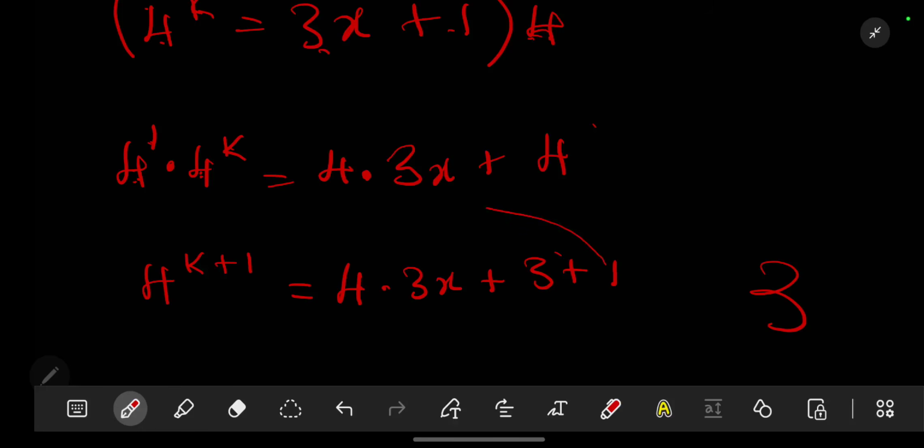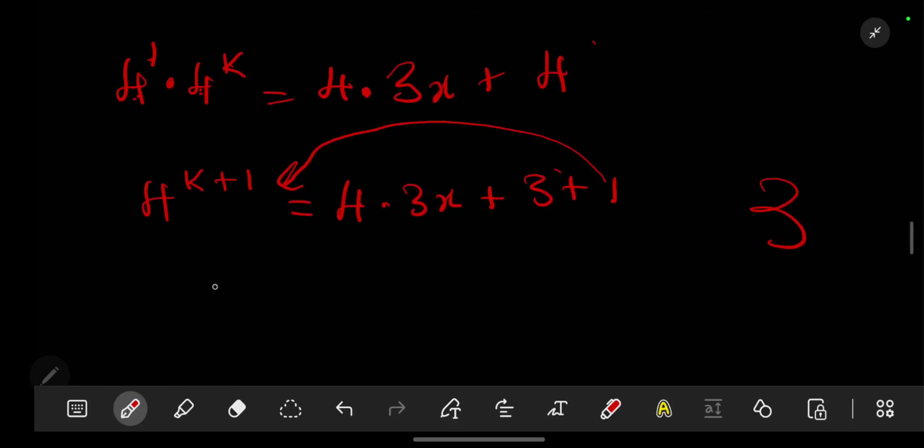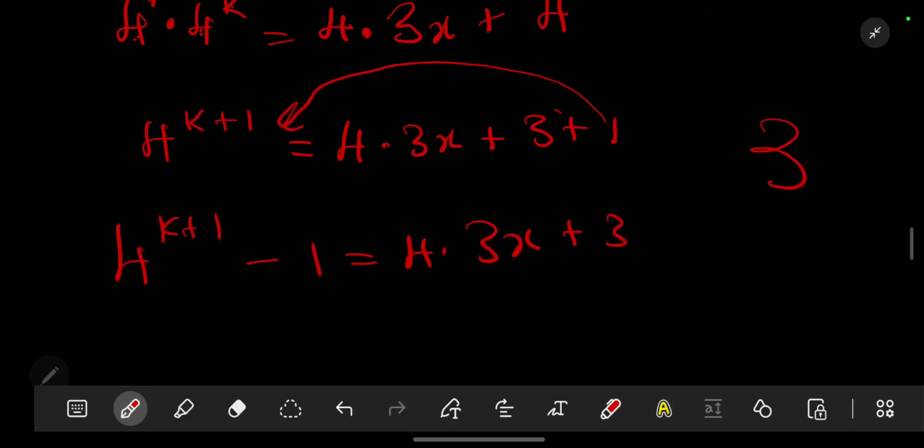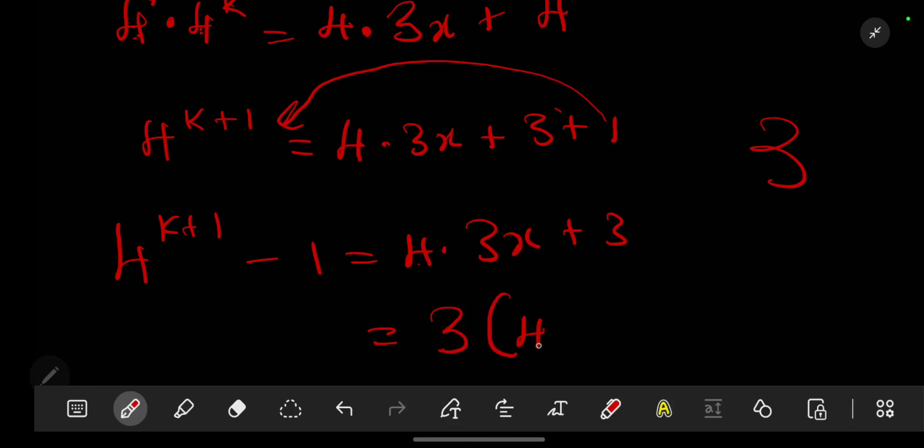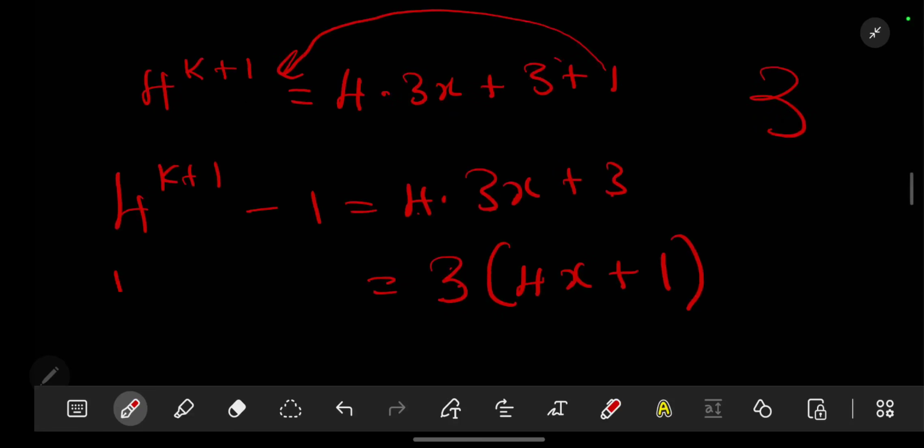So we just want a 3. Then if you have the 3, take this value this side. So this gives you 4 to the power of k plus 1 minus 1 should be equal to 4 times 3x plus our 3 like that. Then from here, factorize, 3 is common, so we are going to say 3, open brackets, we have 4 times x plus, if we remove 3, 3 divided by 3 is 1. So this is what we have. We have 4 to the power k plus 1 minus our 1 like that.